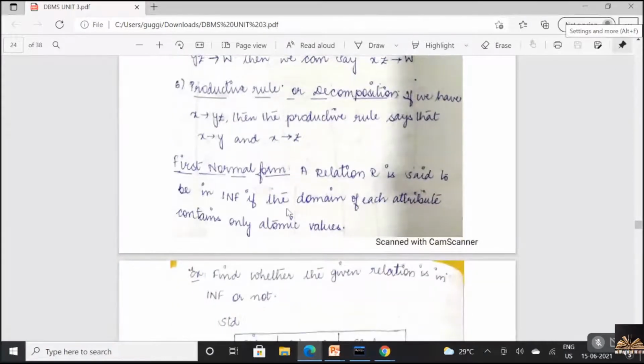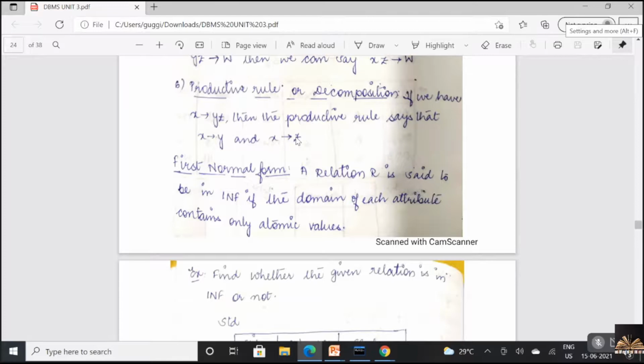Next, you have something called the productive rule or decomposition. It is quite opposite to your union rule. There we had X implies Y, X implies Z, and we combined them. Here, if we have X implies YZ, then we can say that X implies Y and X implies Z.